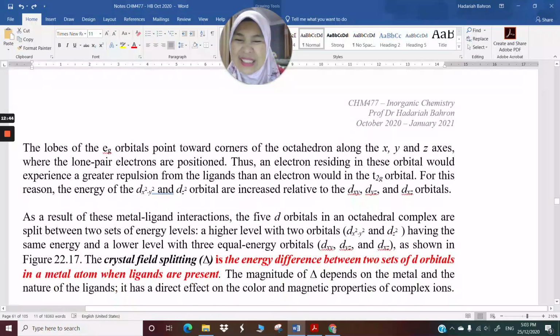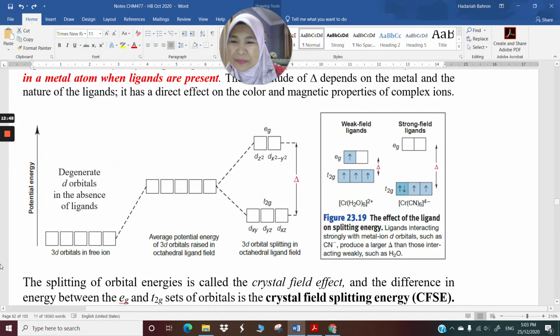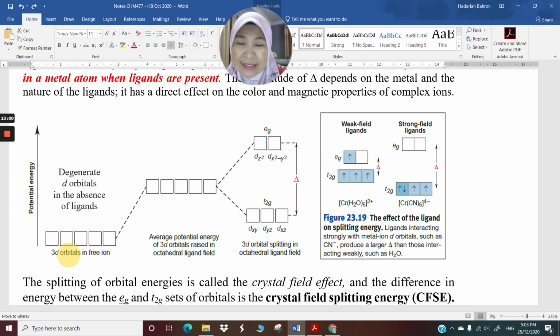So what does that mean? This is what it means. This is when you have your d orbital, when you have your metal away from any ligands. The ligands are nowhere to be found. The metal atoms are seated, and the d orbitals are degenerate like this.